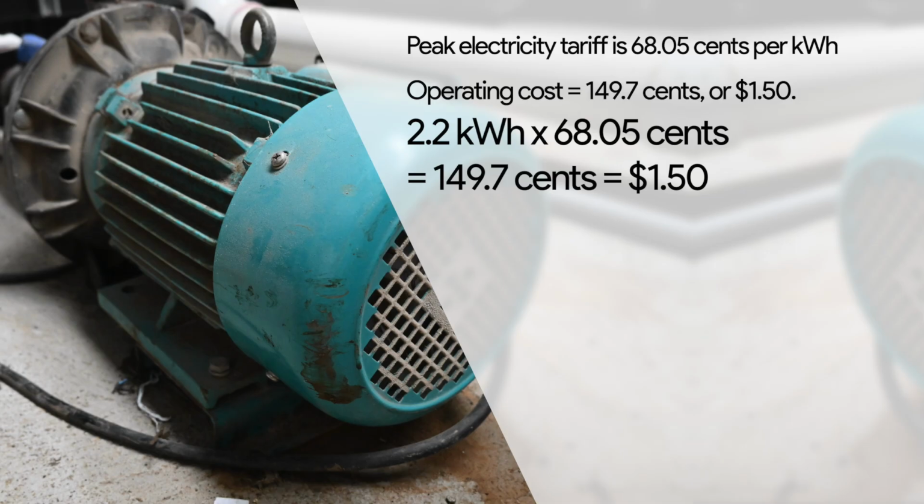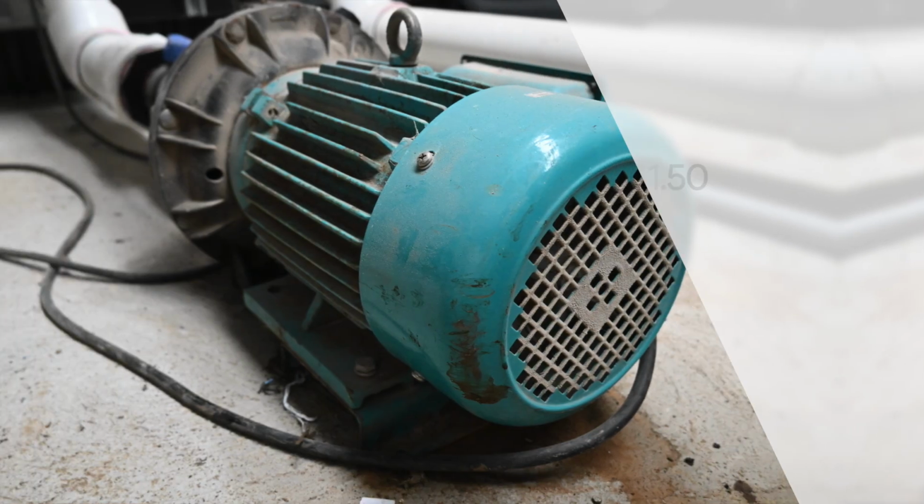Therefore, the cost of operating this pump would be 149.7 cents. 2.2 kilowatts times 68.05 cents equals 149.7 cents, which equals $1.50.